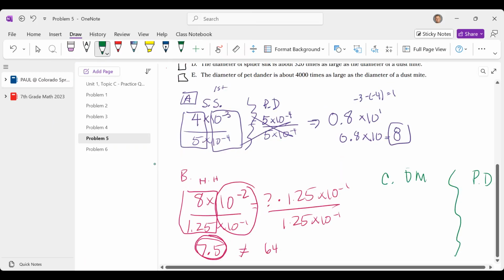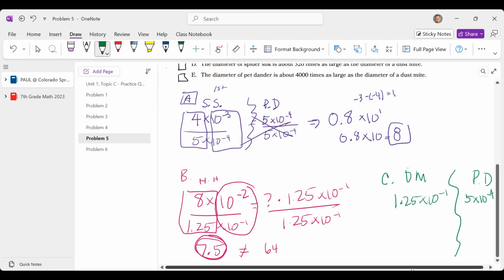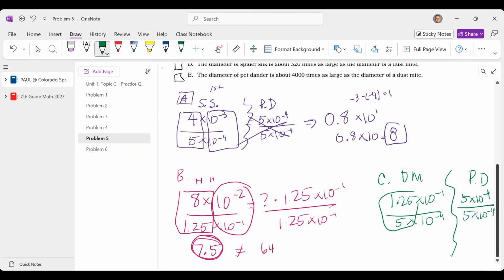Okay. Our dust mite is 1.25 times 10 to the negative 1. And our pet dander is 5 times 10 to the negative 4. Okay. So in order to compare, because dust mite was labeled first, we're going to bring the pet dander value over. It's the same thing on the other side, 5 times 10 to the negative 4. Same process, guys. We are going to actually divide this. 1.25 over 5 is the same as 1 over 4. Keep in mind this is equal to 0.25. We'll need that with the scientific notation.